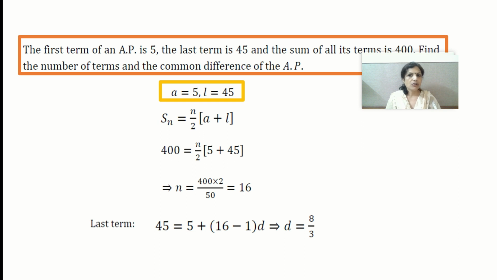So let's make use of the formula Sn is equal to n by 2 in the bracket (a plus l). So 400 is equal to n upon 2 in the bracket (5 plus 45).